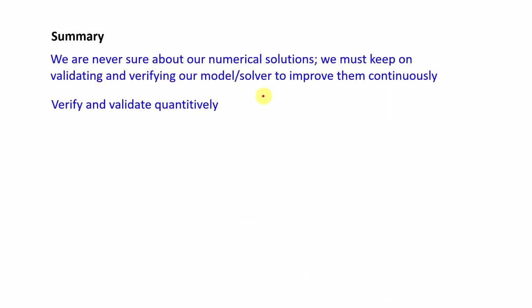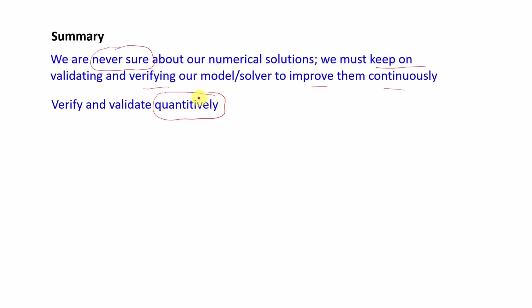So to summarize, the first thing about numerical simulation is that we are never sure. This is the key phrase. You are never sure about your solution. Always you have to doubt yourself and you have to keep on checking your solution all the time. Whenever you encounter a new problem, you try to solve it and see how your solver works. So we have to keep on validating, keep on verifying our model as well as the solver. And we have to improve them continuously. And the second point, which we have already said, is that it requires quantitative matching.